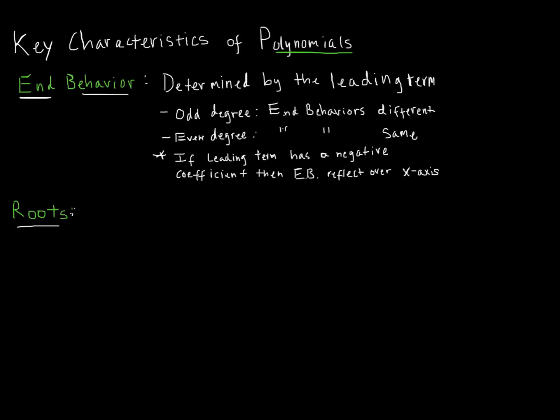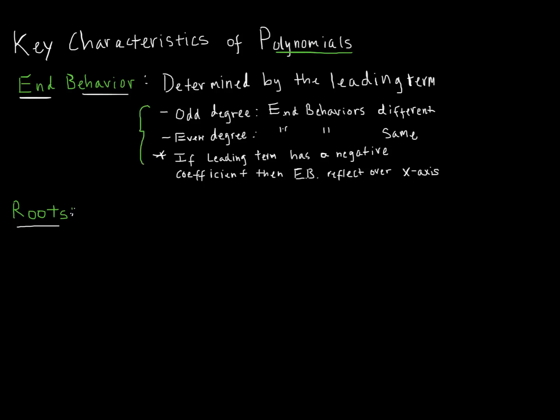All right, so at this point, we're ready to fill in our information regarding the key characteristics of polynomials. One thing to add to the end behavior is how do we determine the end behavior for a particular function? And notice that we have a way of telling whether they're going to be different and whether they're going to be the same. But how do we know the exact direction?